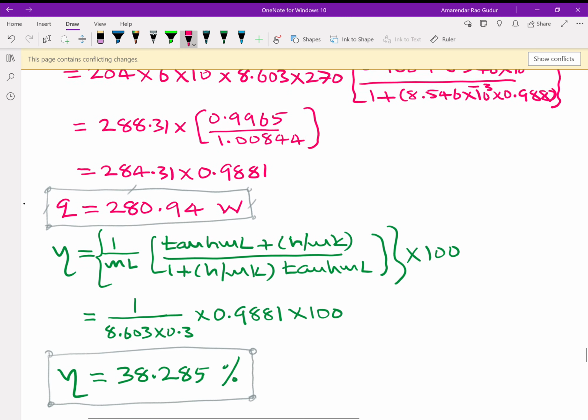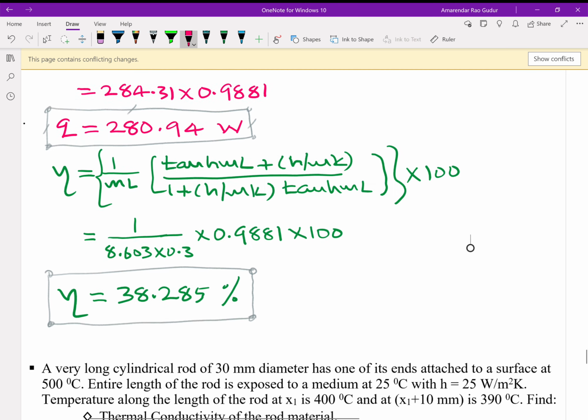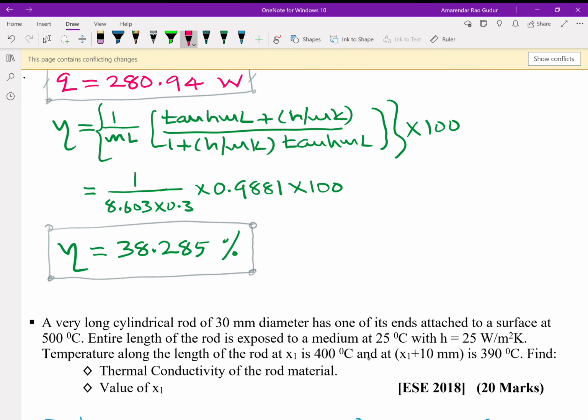The efficiency is given by 1 by ml times tan HML plus H by MK by 1 plus H by MK tan HML into 100. And if you work out, it's going to be 38.285 percentage. This is a problem given in 2002.